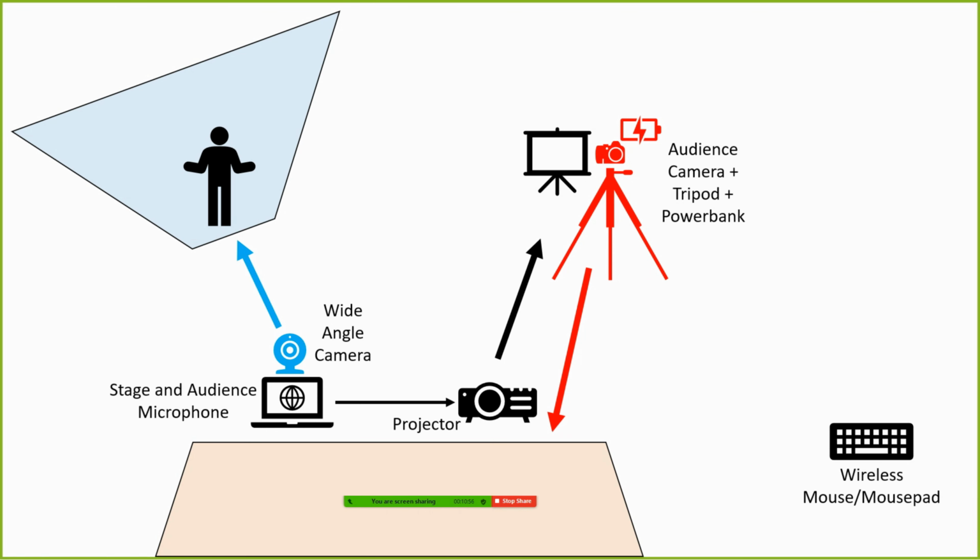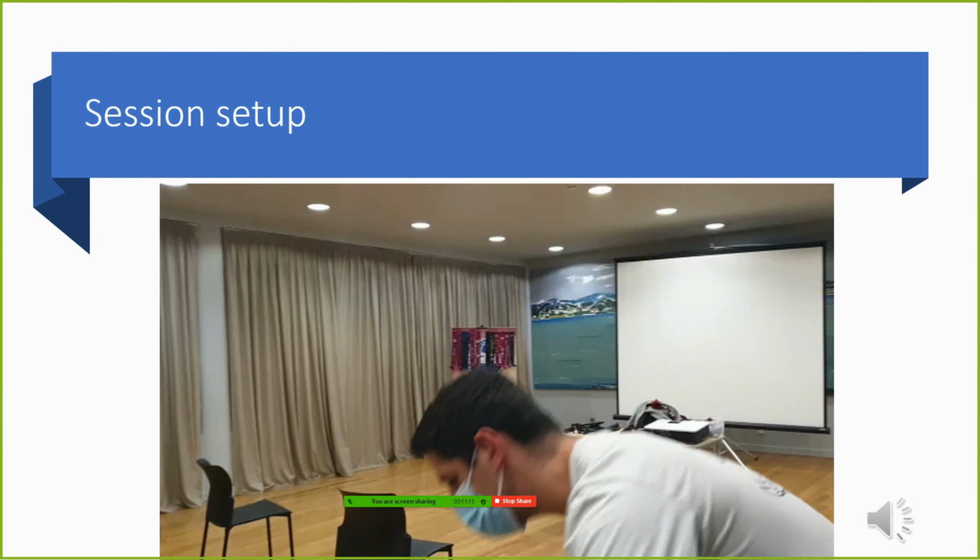Exactly. So stage and audience, wide-angle camera to the stage, and audience microphone. So the computer is the microphone for everything. The projector to the screen, and then audience camera, tripod, and power bank. I truly hope this works, and I truly hope that you can hear what's about to happen.